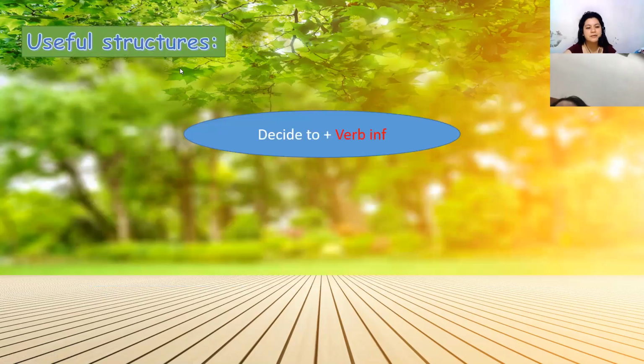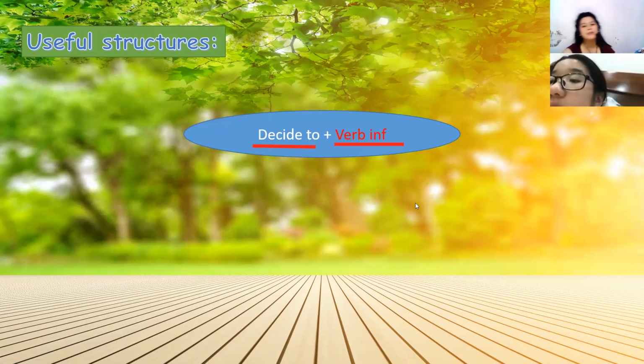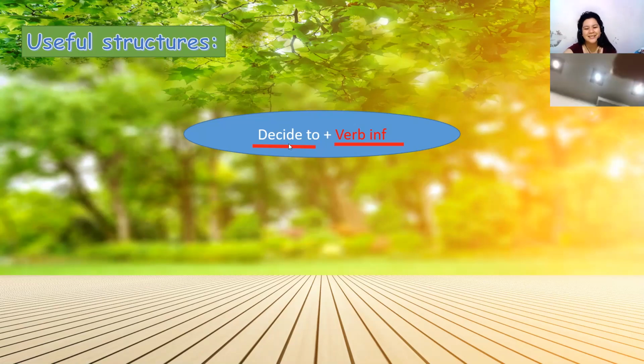Now, this time, Chi, we will proceed to the next slide, okay? Before we do the exercise, let's use this structure first. You're going to make a sentence using decide to and then add the verb. Like, I decide to study. I decide to sleep. Okay, can you give me a sentence using decide to, and then you're going to add the verb. I decide to take a shower. All right, that's nice.